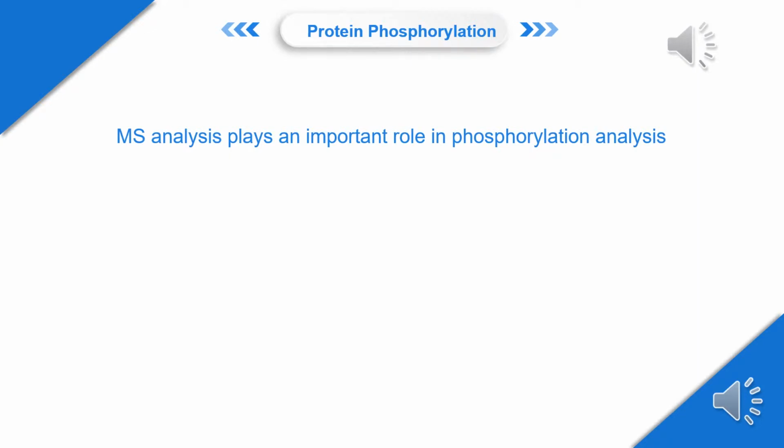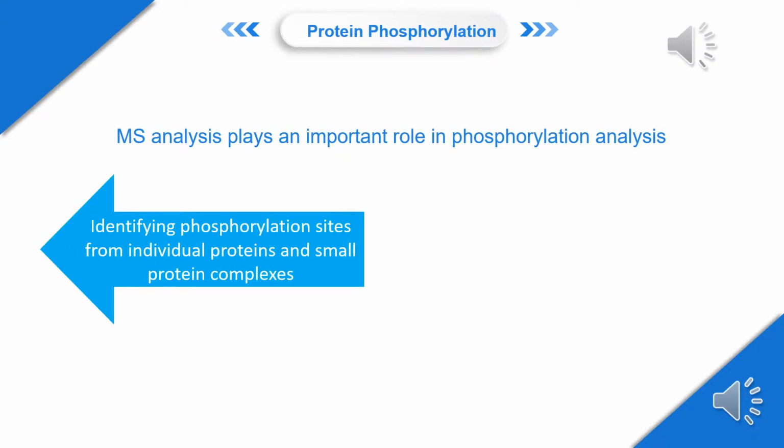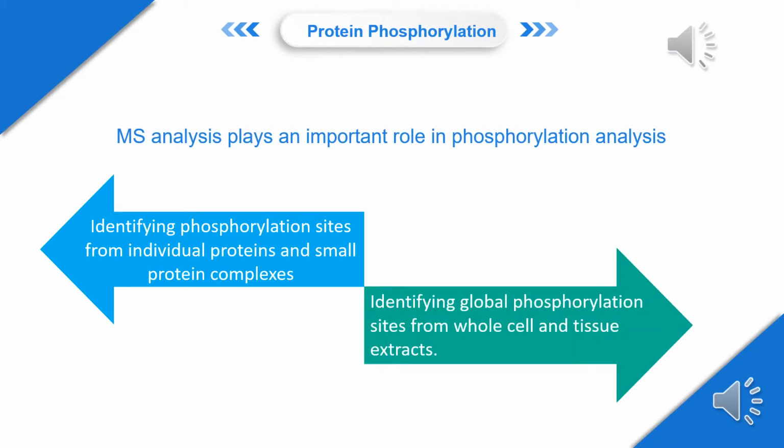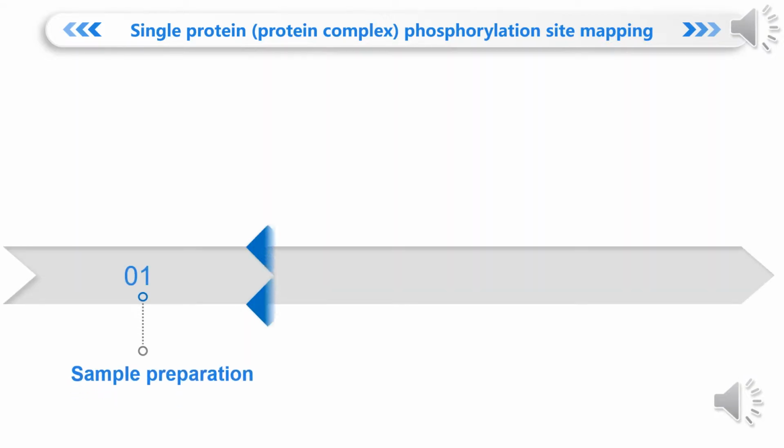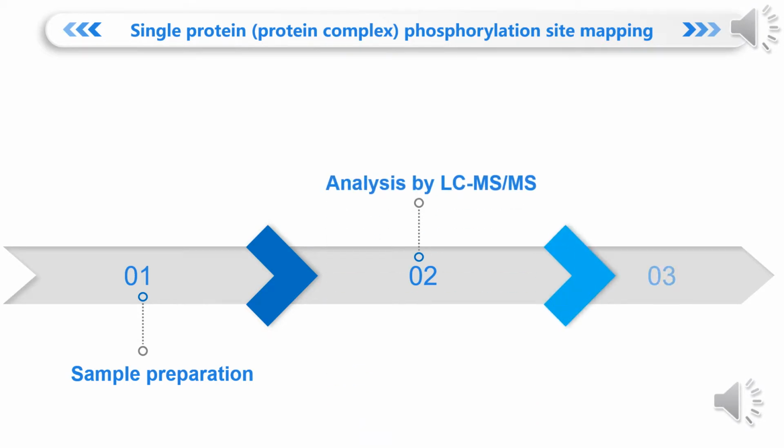There are two common strategies for identifying protein phosphorylation sites by bottom-up proteomics: identifying phosphorylation sites from individual proteins and small protein complexes, and identifying global phosphorylation sites from whole cell and tissue extracts. Identifying phosphorylation sites of a specific protein of interest is important for comprehensively studying the functional role of phosphorylation from the protein. There are several steps, including sample preparation, analysis by tandem mass spectrometry, and data analysis.